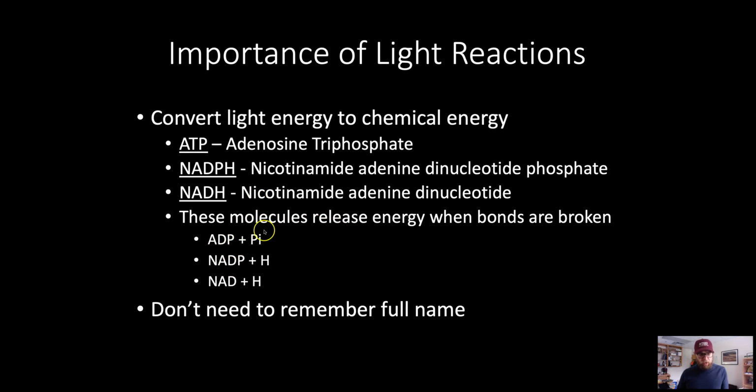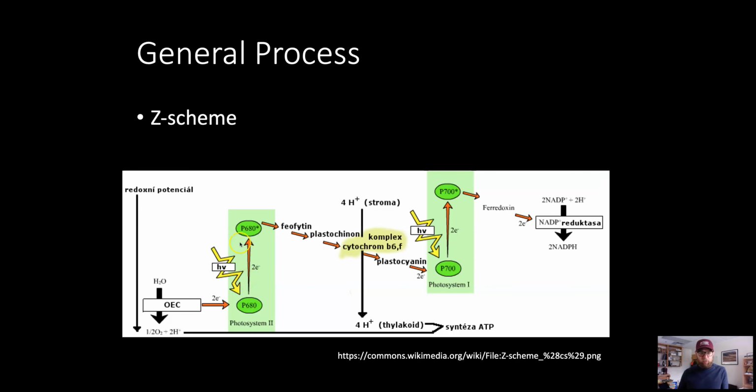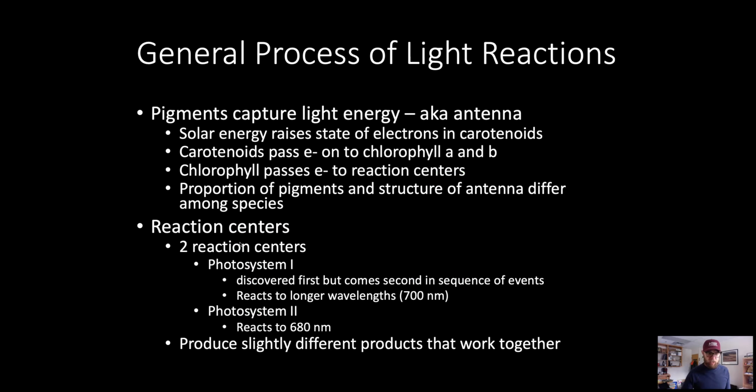And down here, they release energy when they're broken apart. So the ATP, the T stands for tri, and the P is phosphate. So when you break one of those phosphates out, you result in ADP and inorganic phosphorus. Or if you break those hydrogen ions off of NADPH or NADH, that releases energy. So that's the process of releasing the energy.